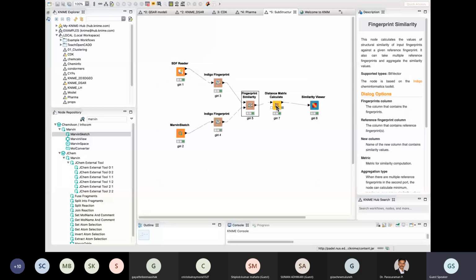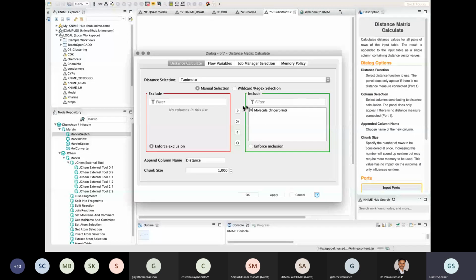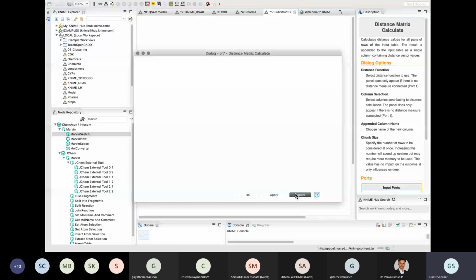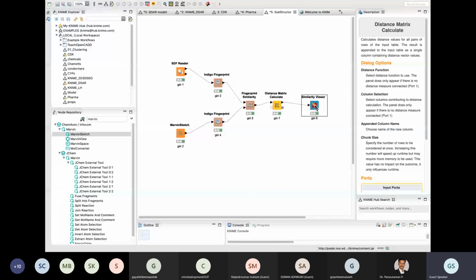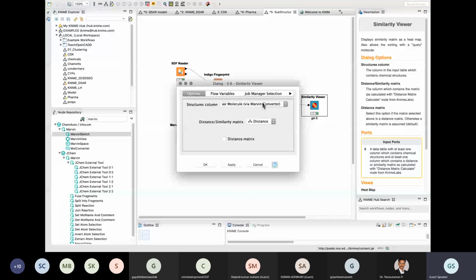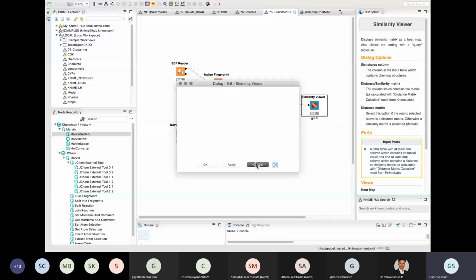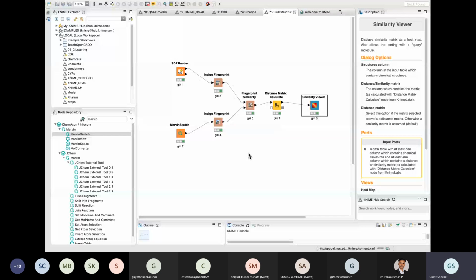And then we generate the distance matrix. When I just double click, it will show me which one I have to consider for generating the distance matrix. And the similarity viewer, again, asks me which is the structure column and which is the distance matrix. But in order to know or see this, I already discussed the input variable and others.